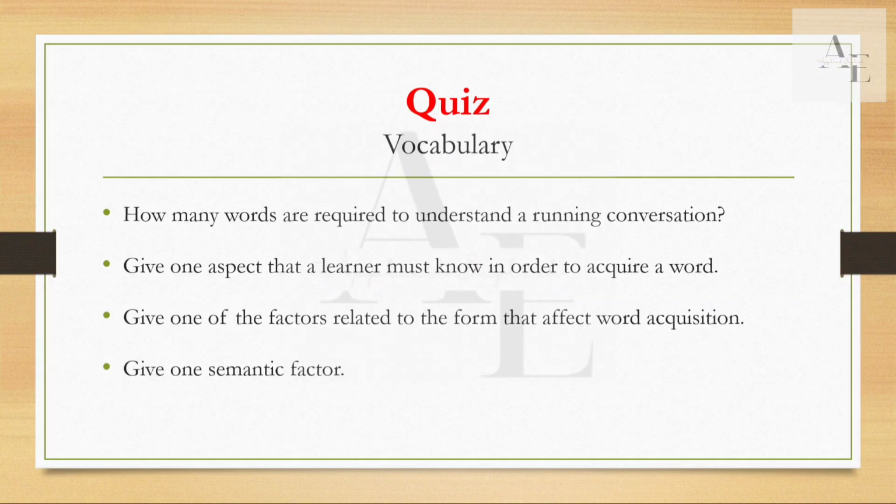But let's start with our quiz, which is about vocabulary. So, how many words are required to understand a learning conversation? I said about the most common words. There's a certain number. Give one aspect that a learner must know in order to acquire a word. There were, I think, 8 of them. Give me just one. Give one of the factors related to the form that affect word acquisition, and give one semantic factor. There were 2 types of factors that affect word acquisition, so give one of each. And as always, try to write your answer in the comment section.